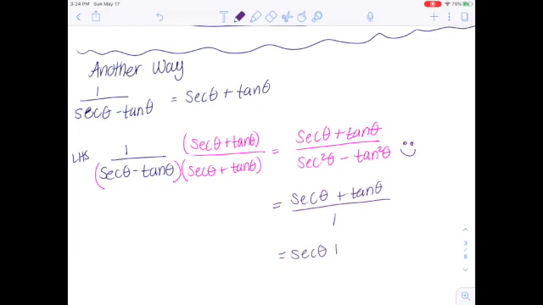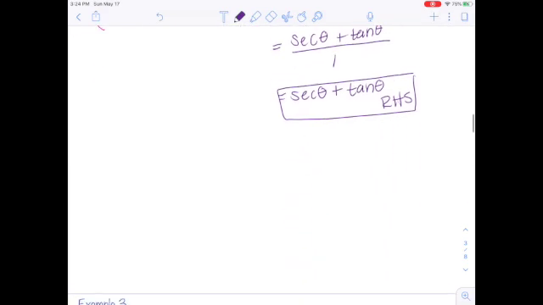Super short. Sometimes you see the long way to verify these, and sometimes you might be able to see the shorter way. Either way, I would count it as correct. All right?